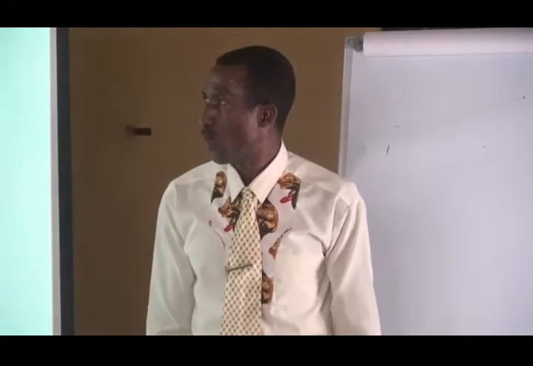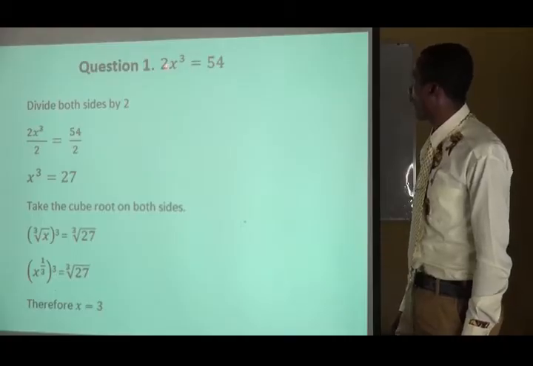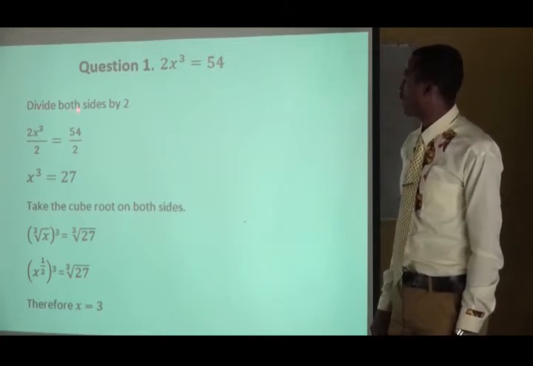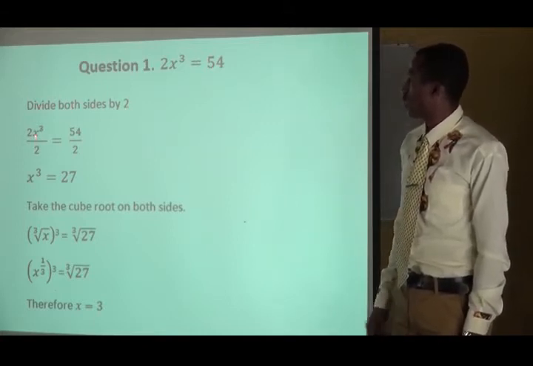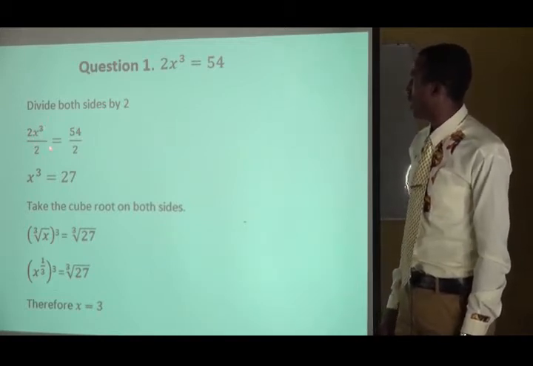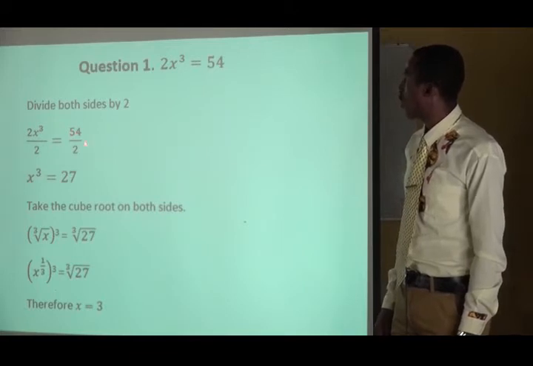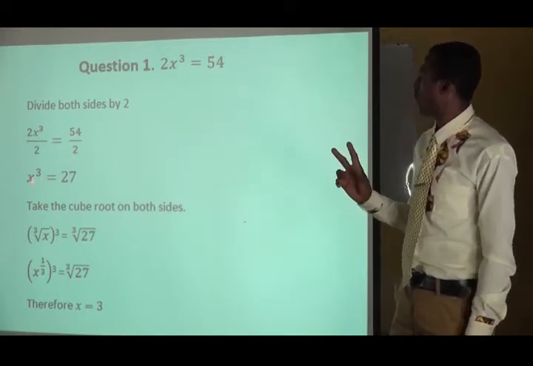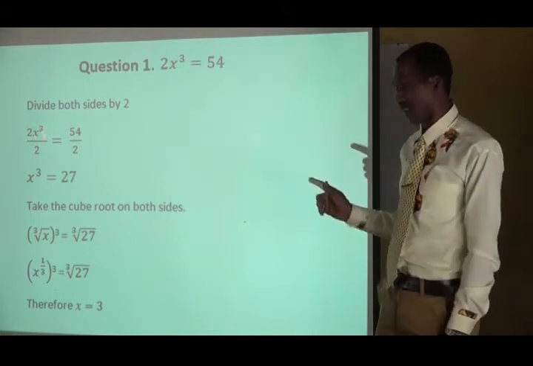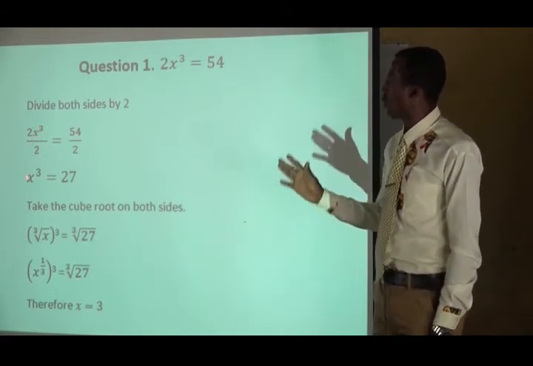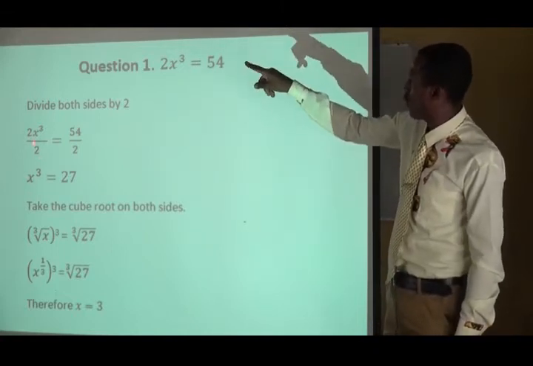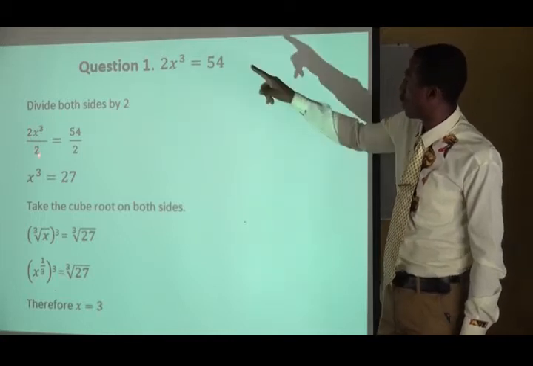Solutions. Question 1. 2x to the power of 3 equals 54. Divide both sides by 2. So that becomes 2x to the power of 3 all over 2 equals 54 all over 2. We divided both sides by 2 because 2 is the coefficient of x to the power of 3. So when we divide both sides by 2, the 2 in the numerator over the 2 in the denominator is gone.